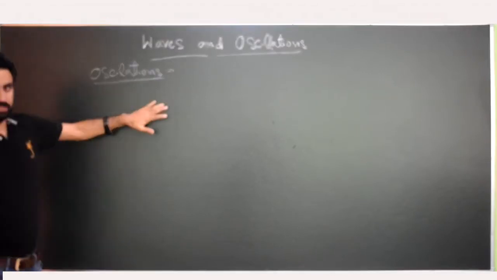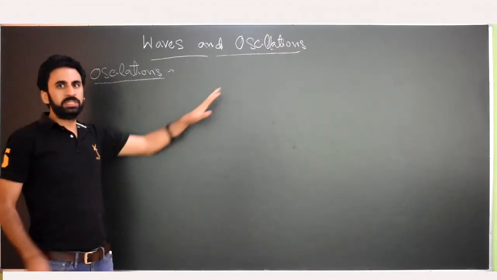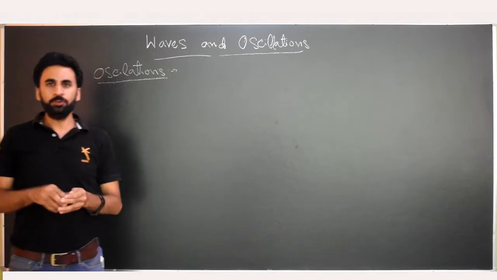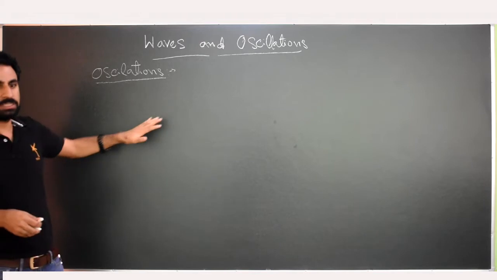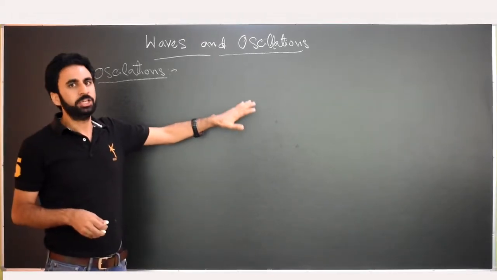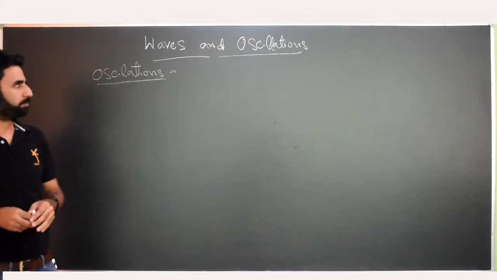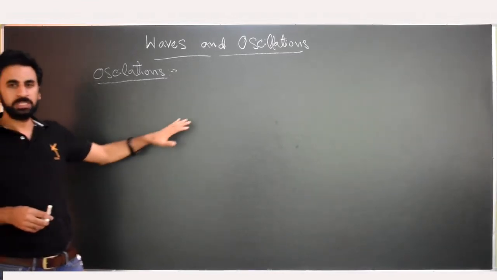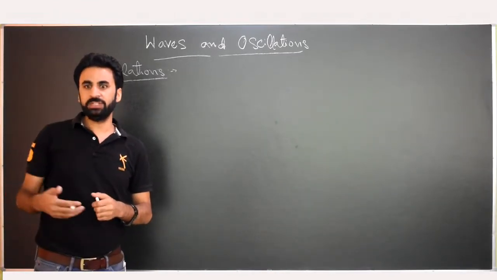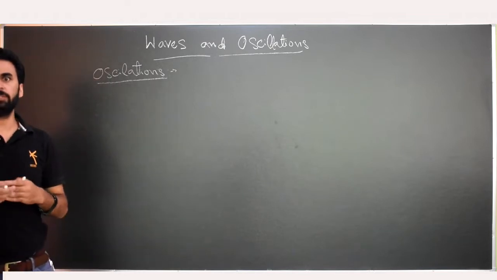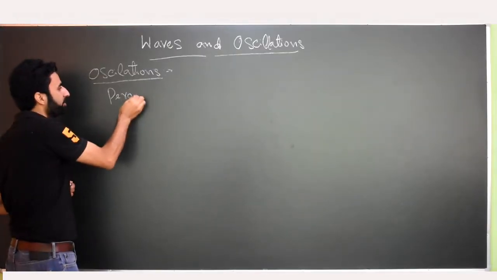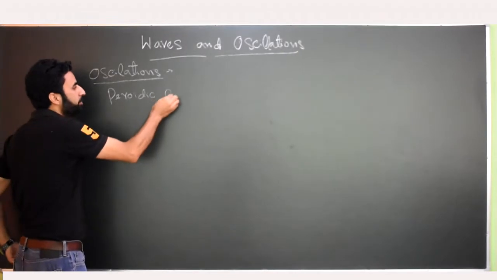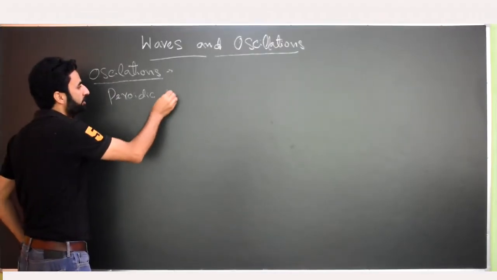In this chapter we'll essentially be dealing with simple harmonic motion. But before coming to simple harmonic motion, we should be familiar with certain definitions which will be used later while dealing with it. The first thing we'll focus on is the difference between periodic motion and oscillatory motion.